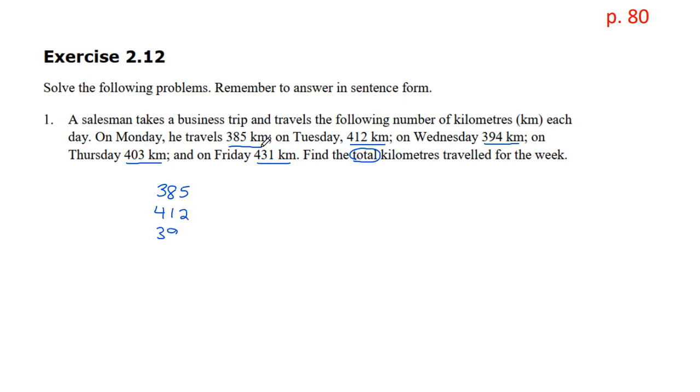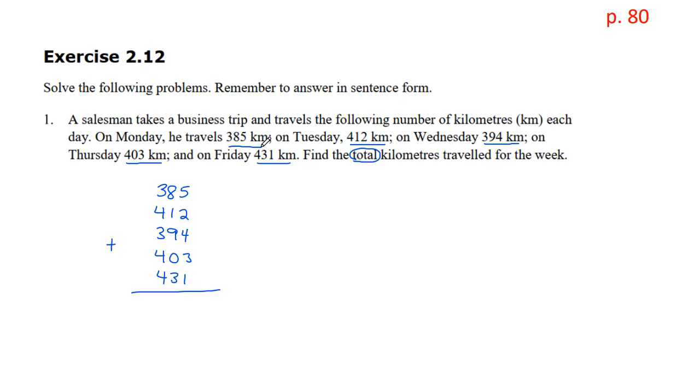412, 394, 403, and 431. Now there's so many ways that we can add these numbers. You can add them in groupings of 2 or 3 and then add on a couple more. I chose to put all 5 of them together and add all of the numbers in the ones place, tens place, and hundreds place at once.